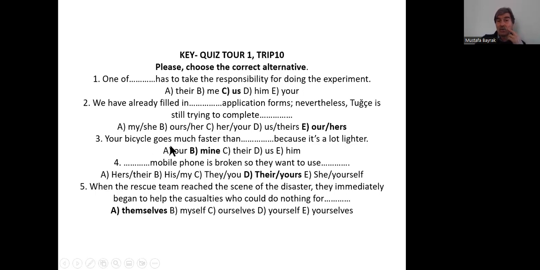3. Your bicycle goes much faster than blank because it's a lot lighter. Yes, your bicycle goes much faster than mine because it's a lot lighter. Your bicycle goes much faster than my bicycle. Or mine is enough. My bicycle is adjective pronoun, my, but mine is possessive pronoun. Question 4. Blank mobile phone is broken, so they want to use blank.